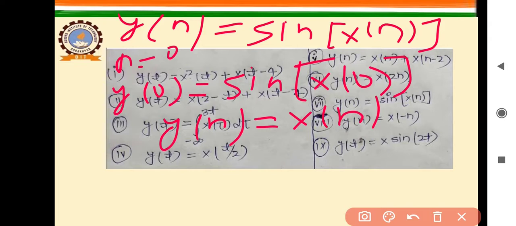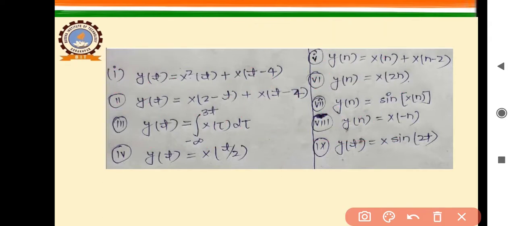So the output of the system is directly related to the input, as y of n is equal to x of n. For all possible values of n, the output will depend only on the present value of the input. From here it is shown clearly that at every instant of time the output will depend only on the present value of the input. That's why the given system is a causal system.